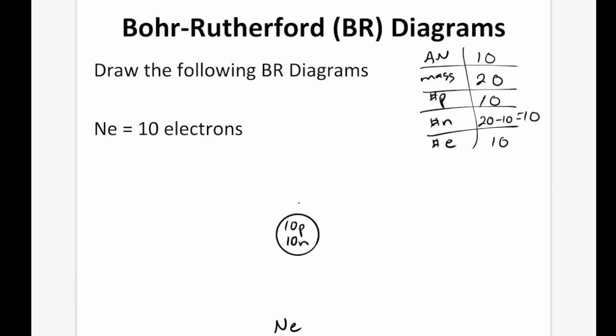Then we're going to draw another circle, and that's our first orbit. In our first orbit, we have 2 electrons. So we're going to keep a tab over here. So we have 10 minus 2, we have 8 left. After we do 1, 2, remember you pair up the first 2.